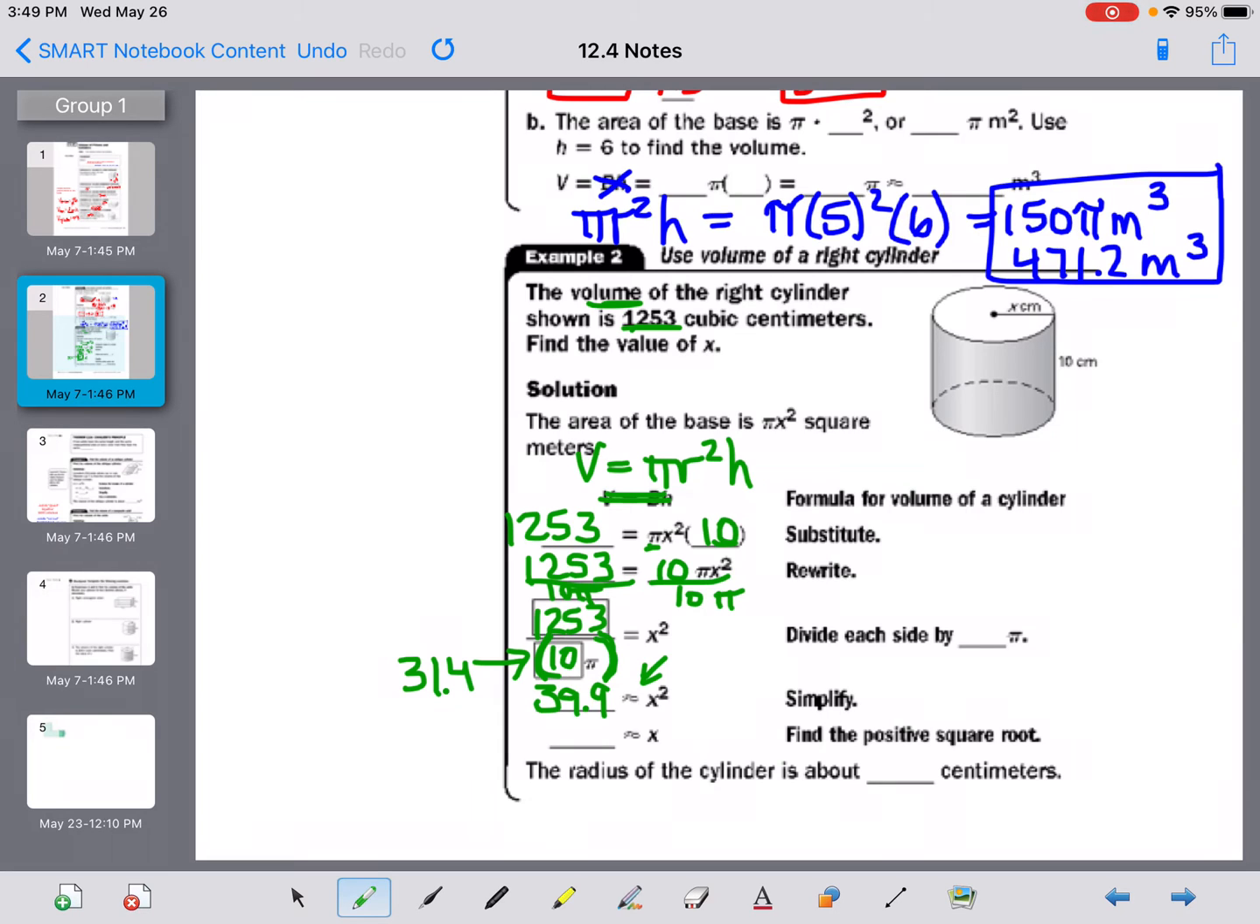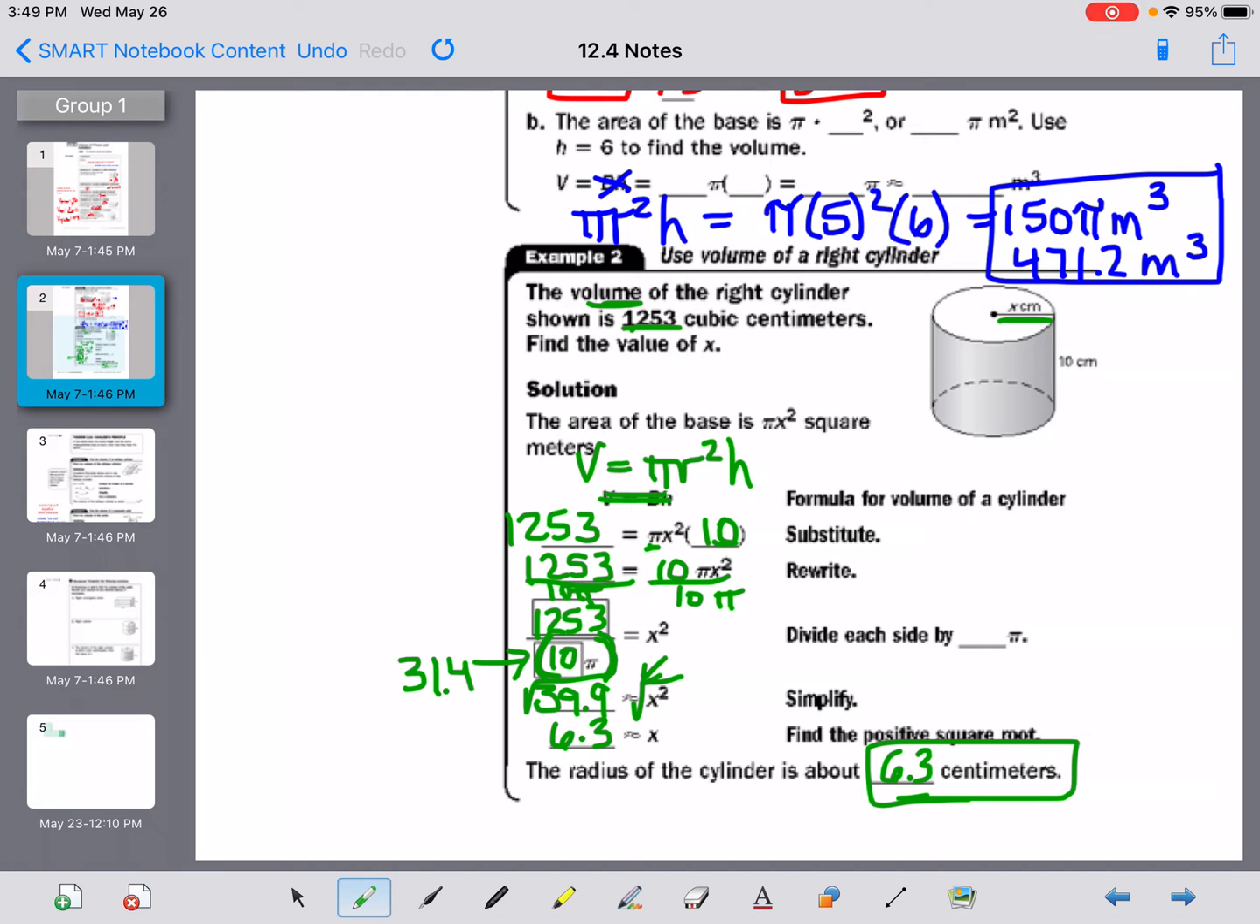How do I find my x? I take the square root. So take the square root of my 39.9, and I get about 6.3 for my radius, okay? So the radius is about 6.3. Radius is just linear, so we're going to measure it in centimeters, right? Not centimeters squared, not centimeters cubed. It's just a line, so it's just centimeters.